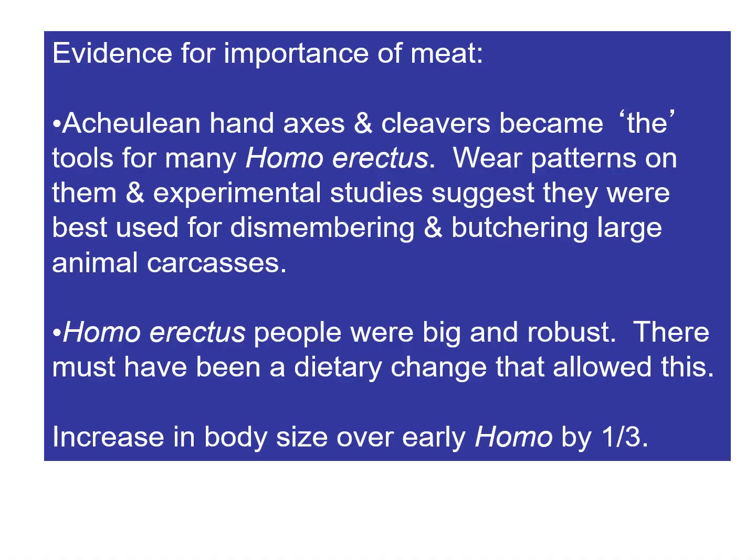So if we look at the evidence for the importance of meat in the diet of Homo erectus, these Acheulean hand axes and cleavers essentially became the tools for Homo erectus, right? Wear patterns on them in experimental studies suggest they were best used for dismembering and butchering large animal carcasses. So Homo erectus people were big and robust, right? There must have been a dietary change that allowed for this increase in body size. It was an increase in body size of over a third compared to earlier Homo species.